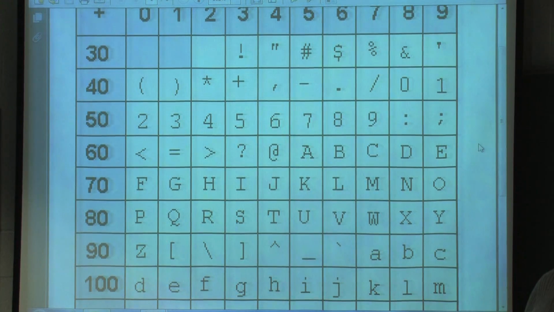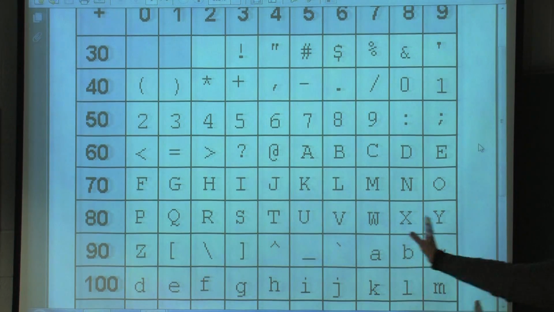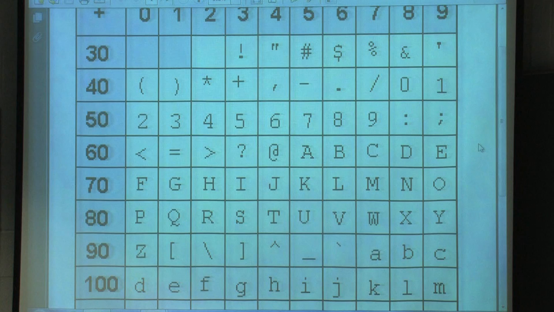What does a computer do? Does a computer compare a capital A and a little a? No. What does a computer compare? Yes, that's why I said I want to know exactly what it did. It doesn't have any idea that's a big A and that's a little a. It's looking at its ASCII value, its relationship to this chart.